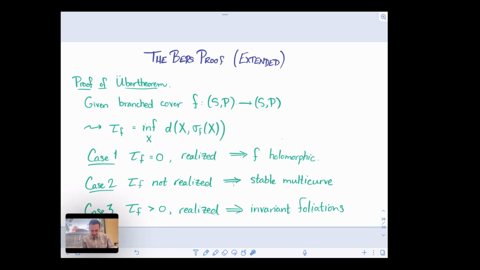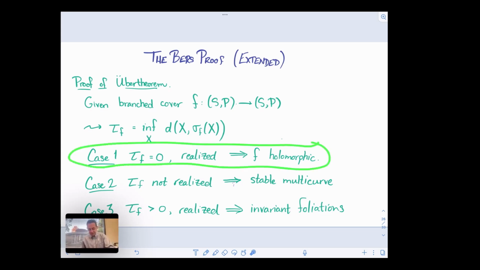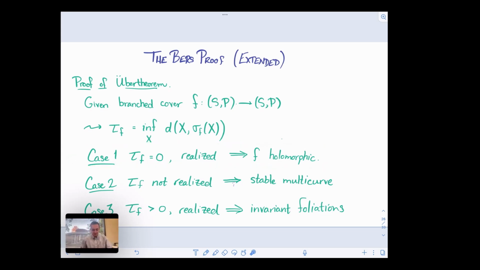And what you show, well, the first line is easy. If the translation distance is 0, that means you have a fixed point in Teichmüller space, which means there's a complex structure that's fixed. That's what holomorphic means. So there's basically no content here. The content is in the other two. If τ(F) is not realized, you show there's a stable multicurve. And if τ(F) is positive and realized, you show you have two invariant foliations. Okay, and hence your pseudo-Anosov.